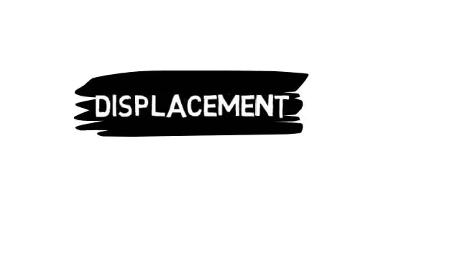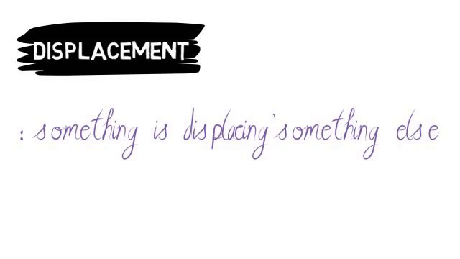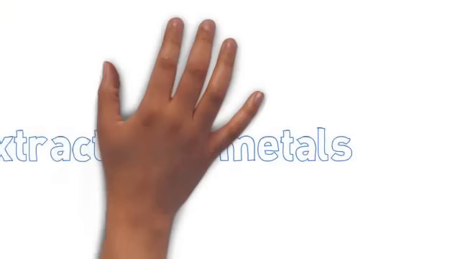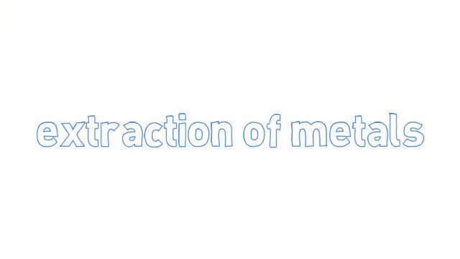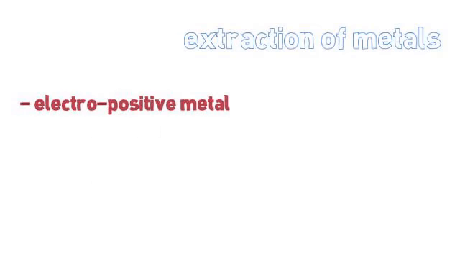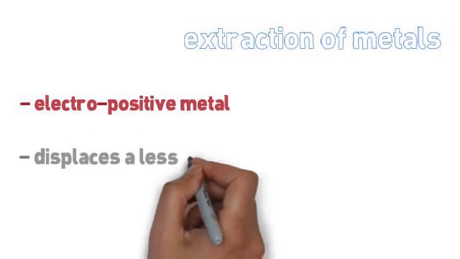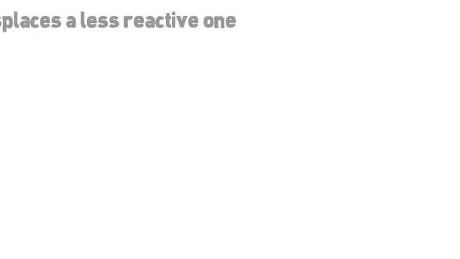Displacement is the term used to describe a reaction where something is displacing something else. This is often used to our benefit, for instance, during the extraction of metals, wherein a metal that is electropositive would be used to displace a less reactive one.